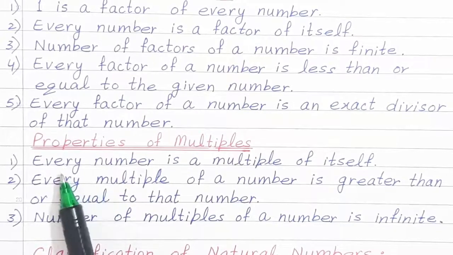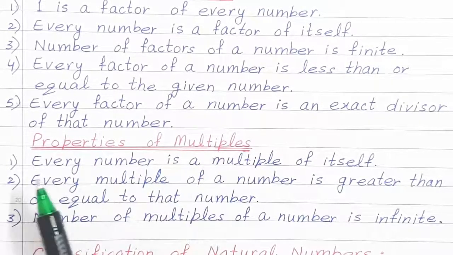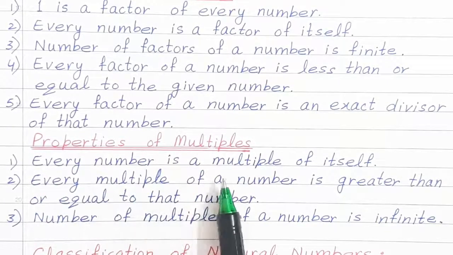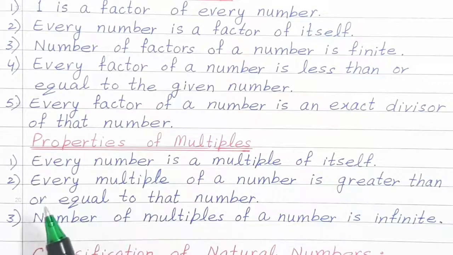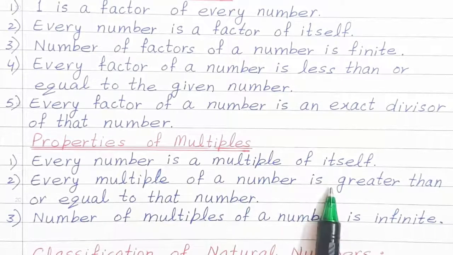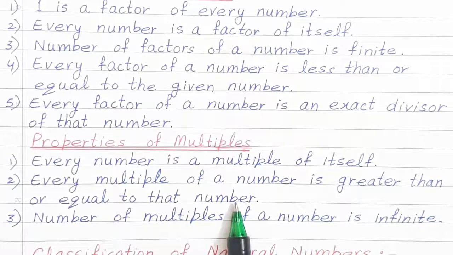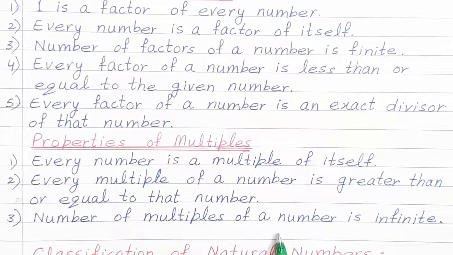Now let us discuss the properties of multiples. So first one is every number is a multiple of itself. Second is every multiple of a number is greater than or equal to that number. And the third is the number of multiples of a number is infinite. Clear?